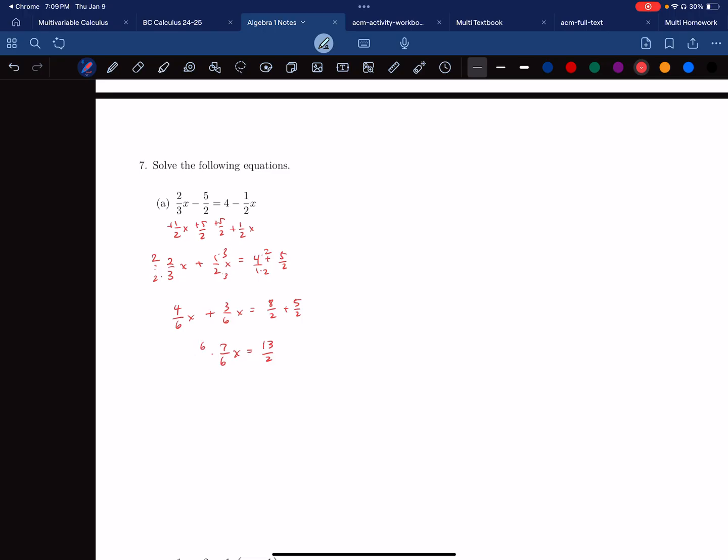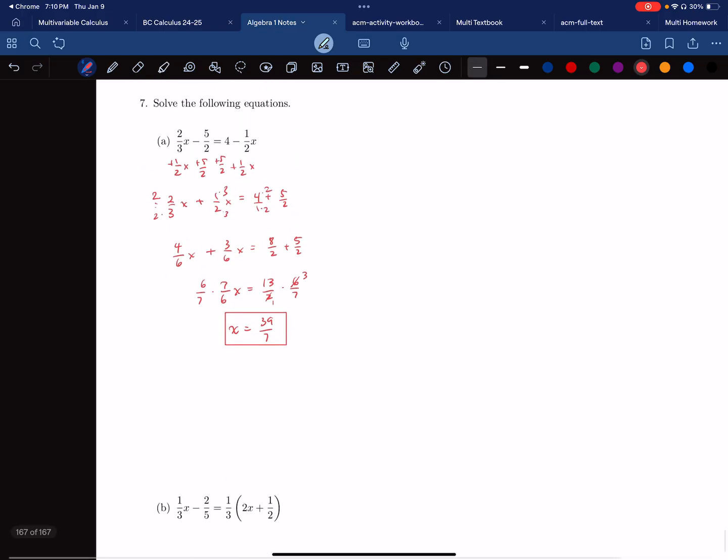So then I multiply by 6 over 7, multiply by 6 over 7. I get x and, okay, 2 goes into 2 one time, 2 goes into 6 three times. That's just 39/7. Nice. And there's my answer. Hopefully I'm right.